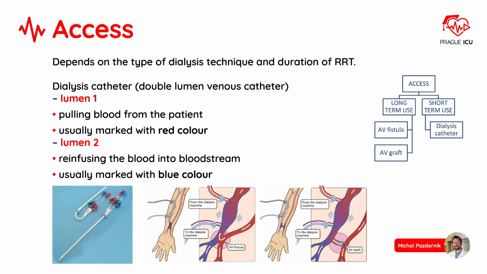CRRT access depends on the type of dialysis technique and duration of renal replacement therapy. Dialysis catheter has usually two lumens. The first lumen is pulling blood from the patient, and is usually marked with red color. In contrast, the second lumen is reinfusing the blood into the bloodstream. It's usually marked with blue color.